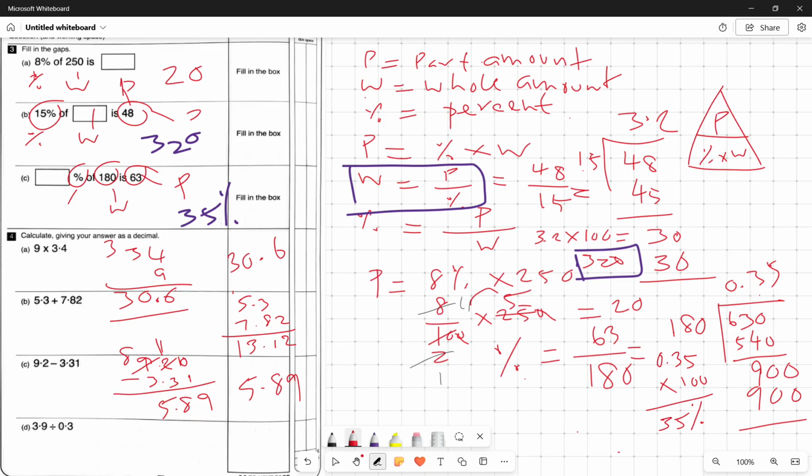Now is the last part, 4D. Very easy, very simple. So 3.9 divided by 0.3. Look at this one. This decimal cancels with this decimal. Now 3 times 1 is 3, and 3 times 13 is 39. So the final answer is 13.